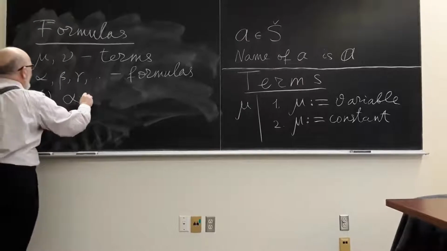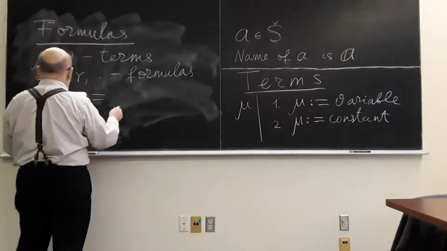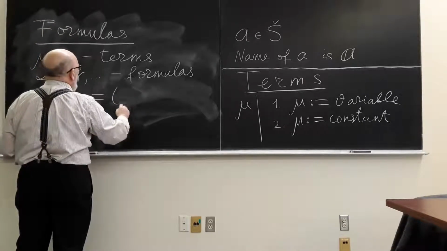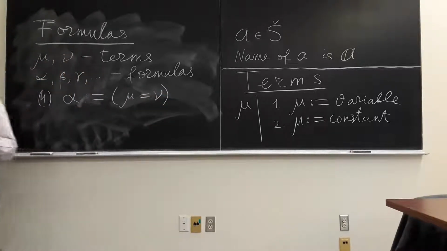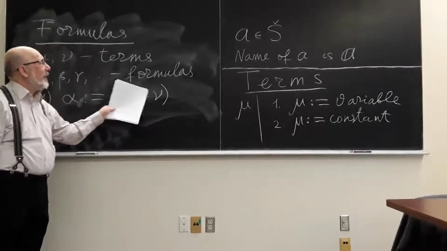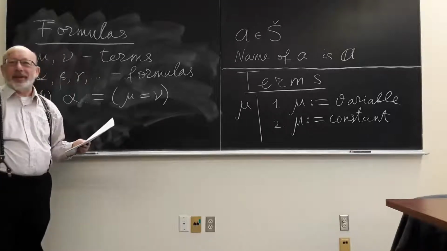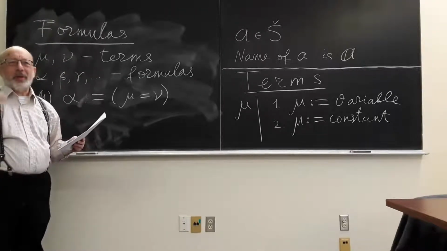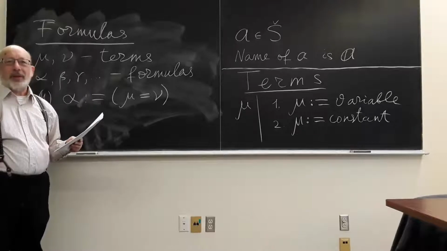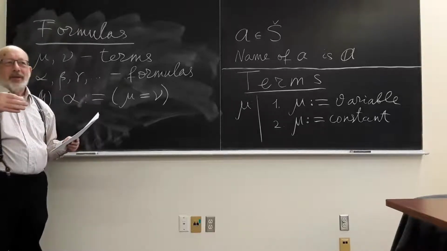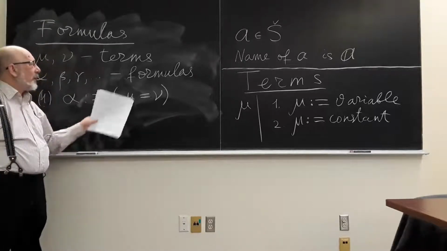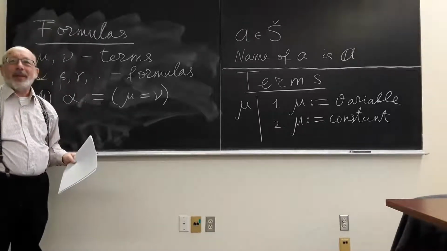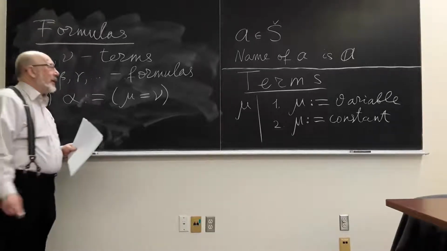Formula alpha has the following form: mu equals nu. So unlike previous, this has this equality. What if I say mu is equal to nu, it is already a grammatical sentence. It has both nouns and a verb.